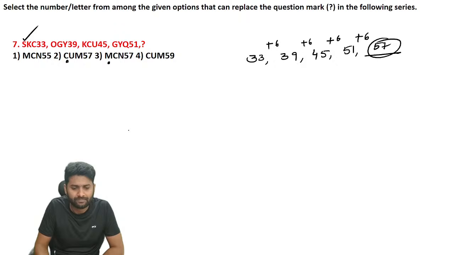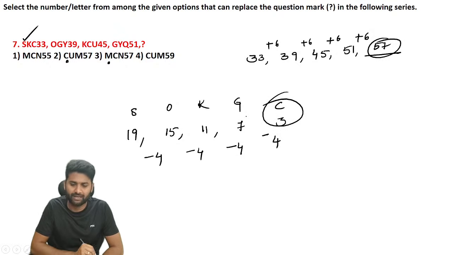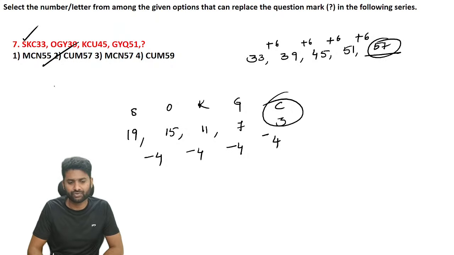So S is the 19th letter. O is 15th letter. K is 11th letter. G is 7th letter. Now see, every time they are subtracting 4 units. Now 7 minus 4, the result is 3, and the alphabet should be replaced with C only. Now out of these two options, the first element is C and M. Definitely you can choose option 2. Don't go through all the elements. It's a time-based process. Just go through the first element, understand the logic and choose the option.